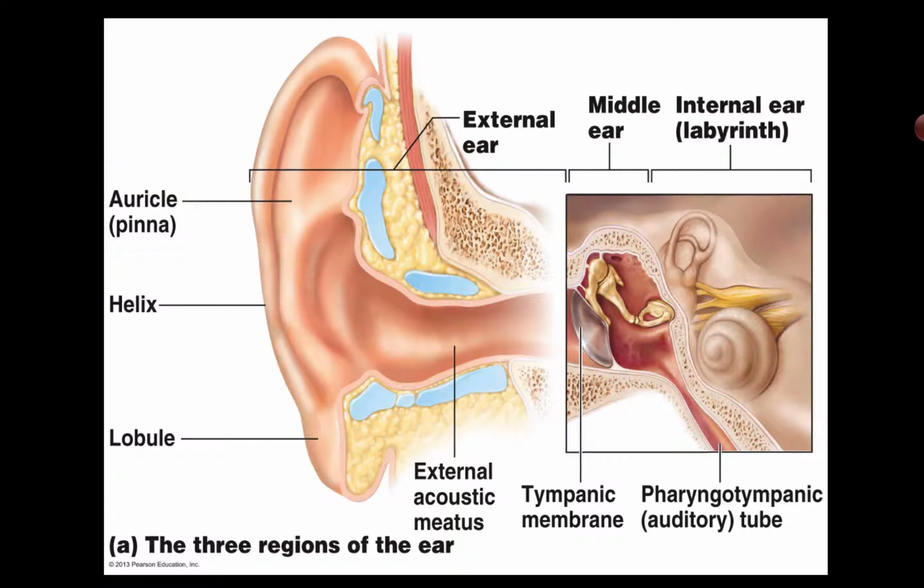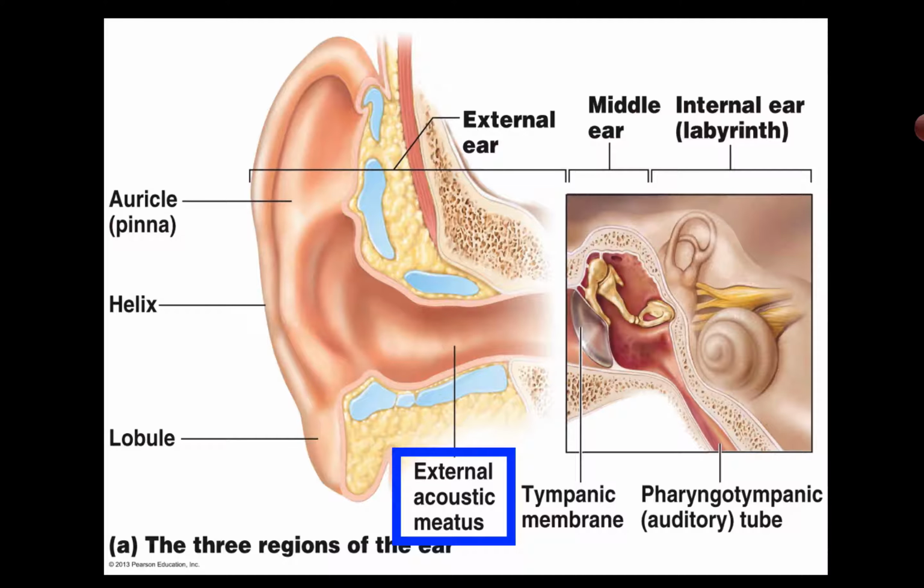That auricle or pinna has a helix here, which is the rim of the auricle, and then the lobule down here, which is the inferior part, the earlobe. Tendons and ligaments attach the auricle to the head and keep it attached. And included in that external ear is this external acoustic meatus.